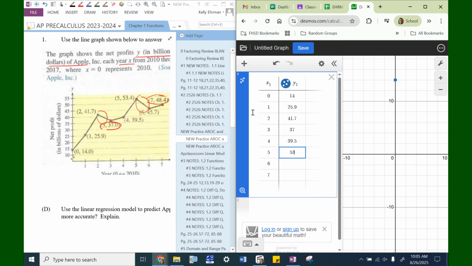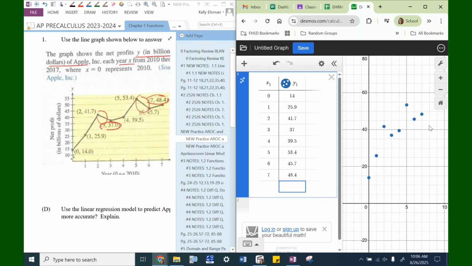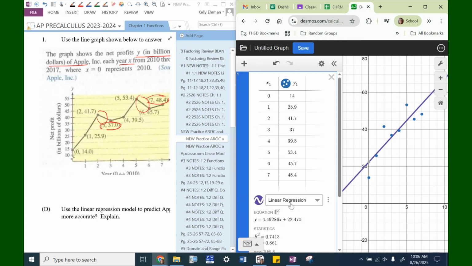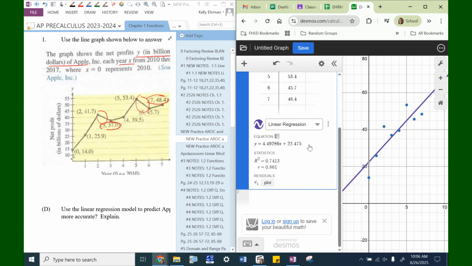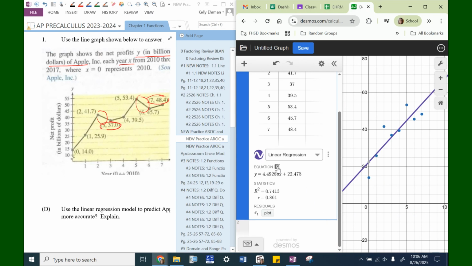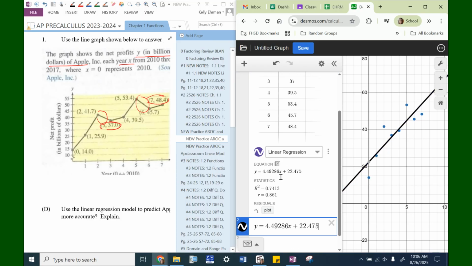Make sure I'm putting these in the right order. 53.4, 45.7, 48.4. Once you get your data entered in, to view it, you can click Zoom Fit. So there's the data set. We were told to do a linear regression, so choose regression. It's linear by default. If you had to do a different kind, you could choose from the drop-down list. And remember, it's nice to have this equation to work with if you're supposed to be plugging into it. So click this little box and it'll copy the equation into the line below.